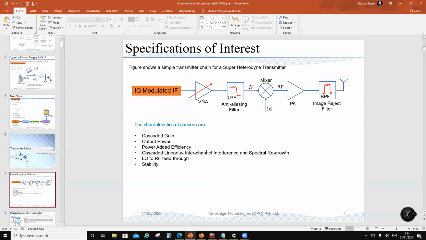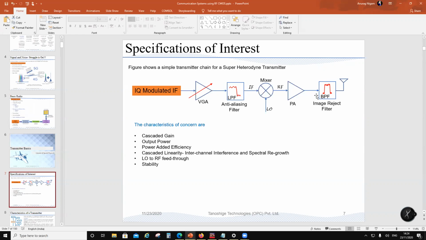A basic system I would start with is an IQ modulated IF. I'm going to put it into a variable gain amplifier. I will put a low pass filter here. I would take that and up convert it using an IF LO input to a mixer. I'll up convert to RF and put it through a PA. I will have an image reject filter over here. So this would be the basic transmitter.